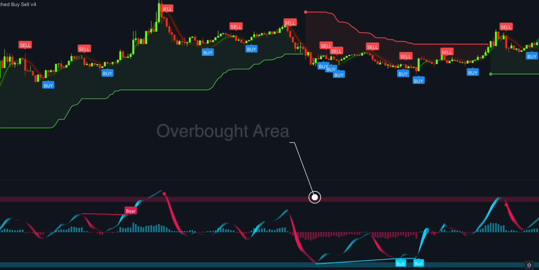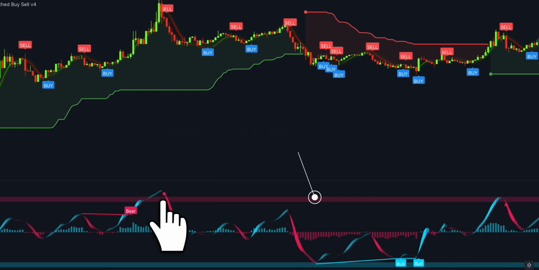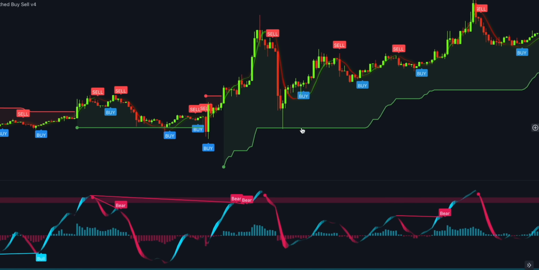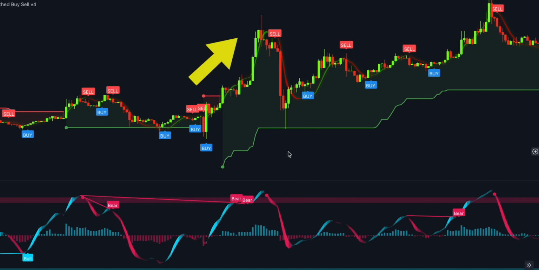The red area at the top is the overbought area. When the oscillator reaches it and the wave trend turns from blue to red, a sell dot is printed. If the oscillator finds a bearish divergence, there is a stronger sell signal. It's when the price makes higher highs and the wave trend, lower highs.